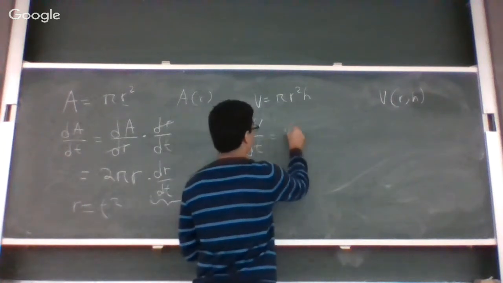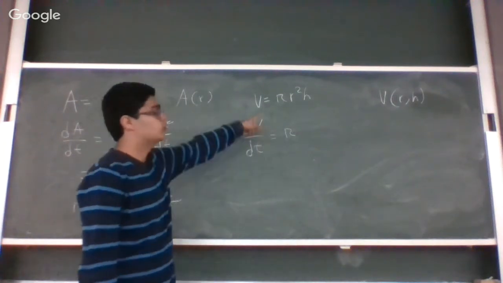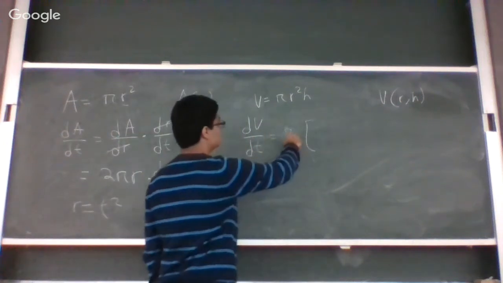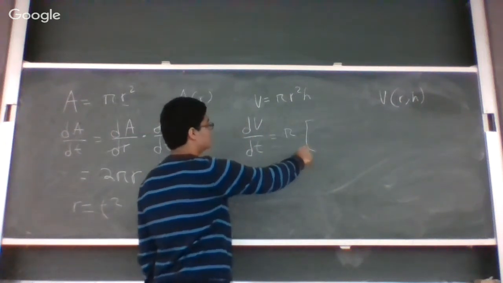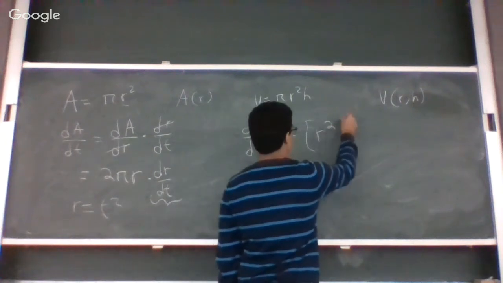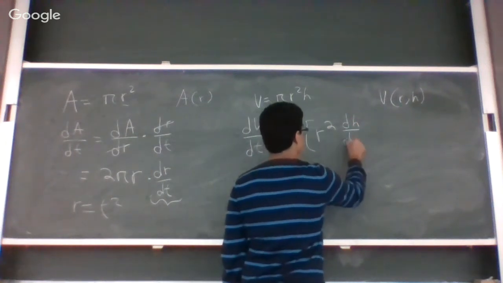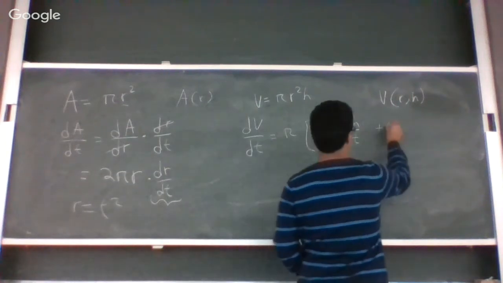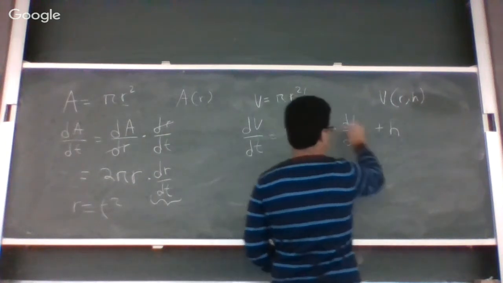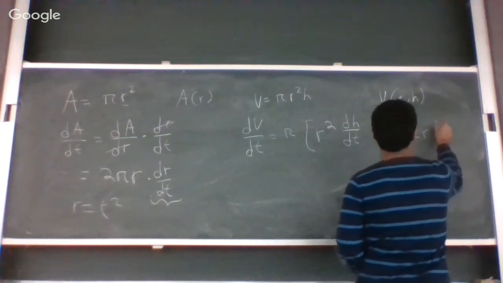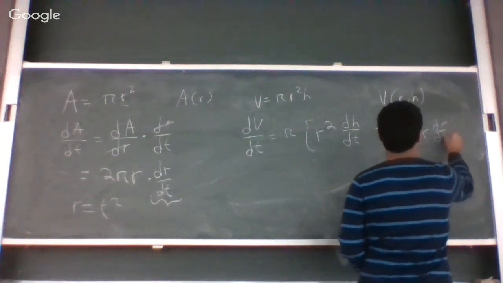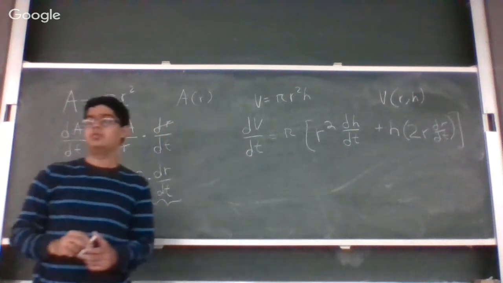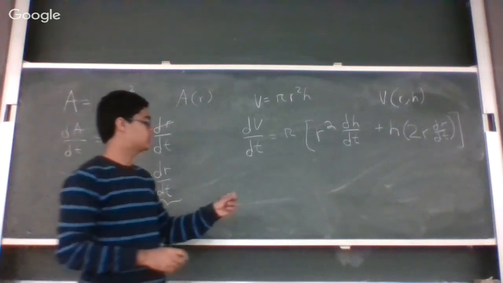So then we get pi, and then it's the product rule. We take the derivative of r, or we can do H or R first, whichever. We'll just do H. So we get r squared dH dt plus H, and the derivative of r squared is 2r dr dt. You guys see how that worked out?